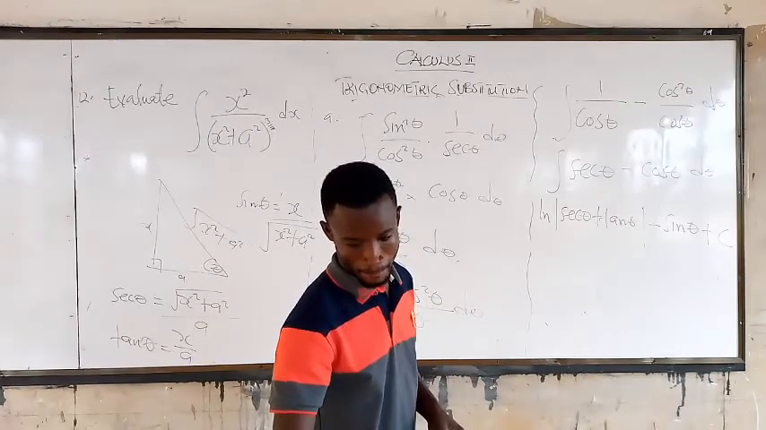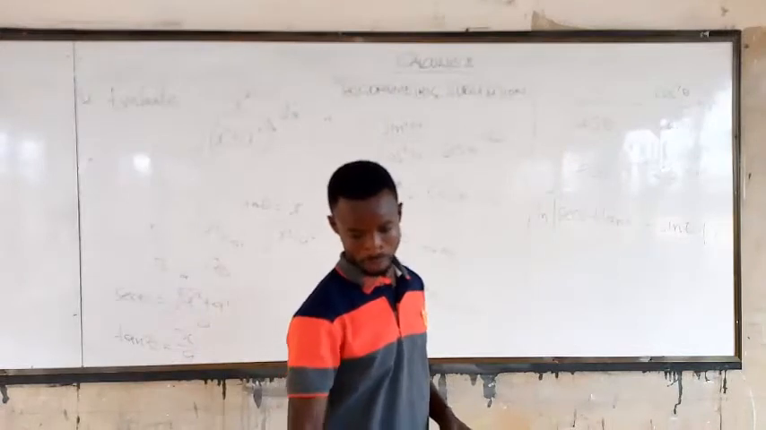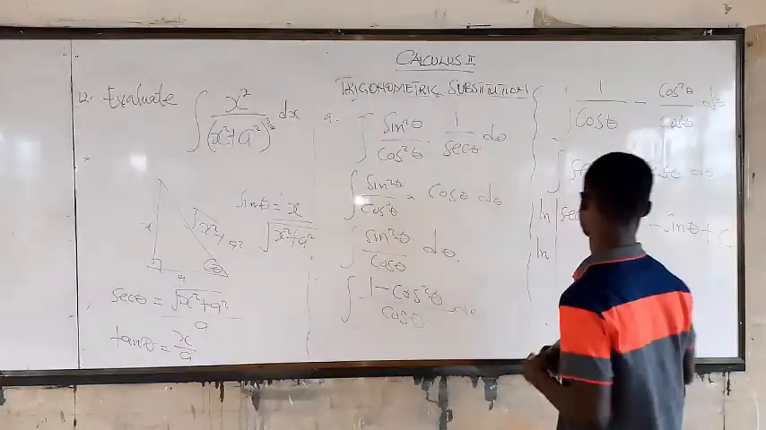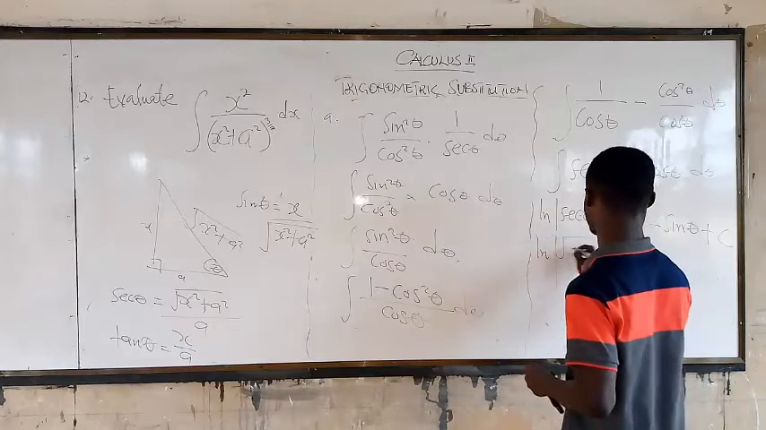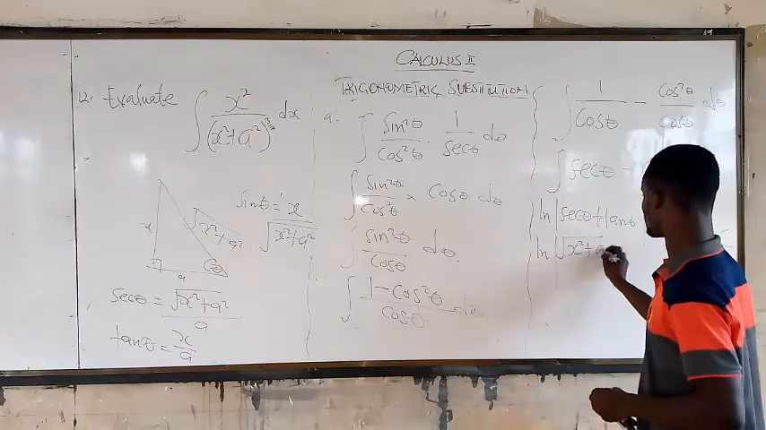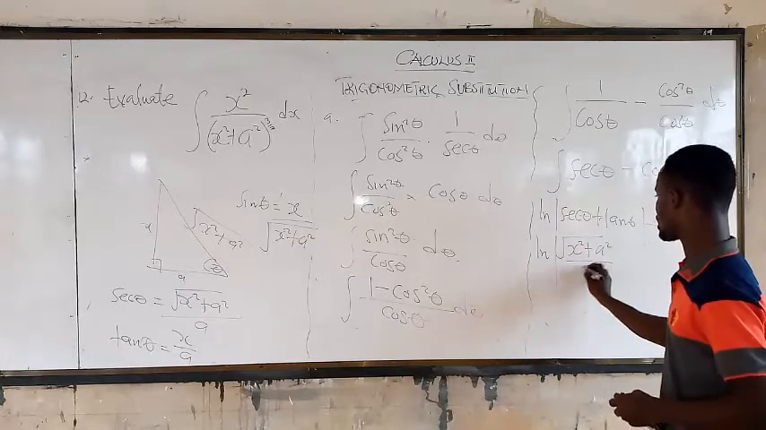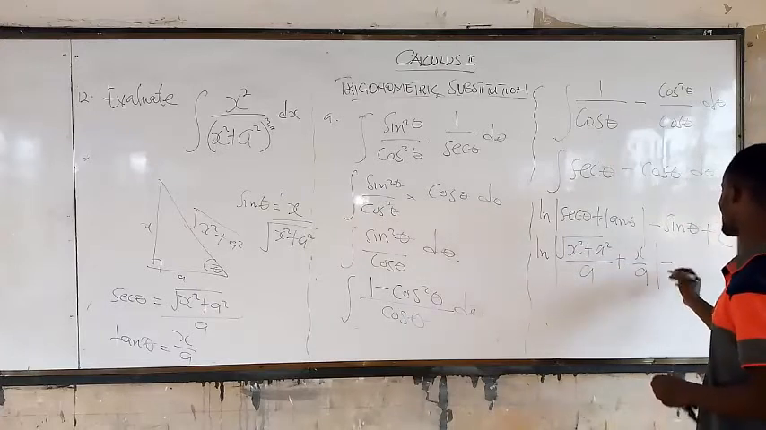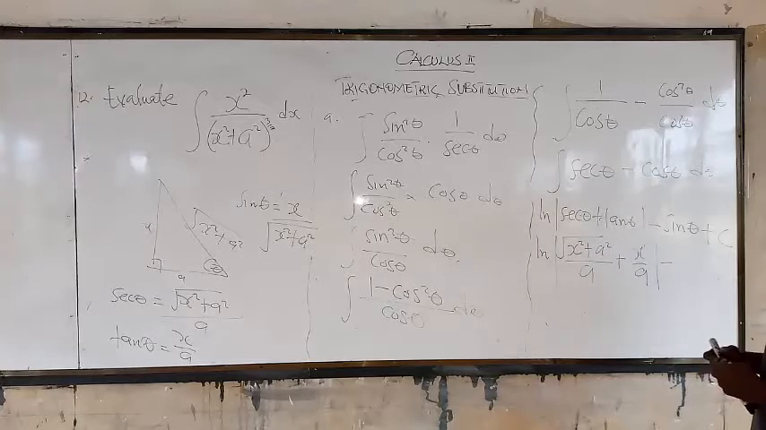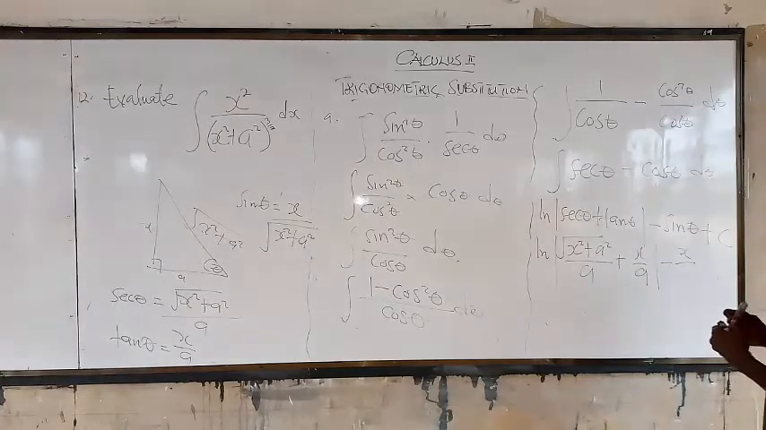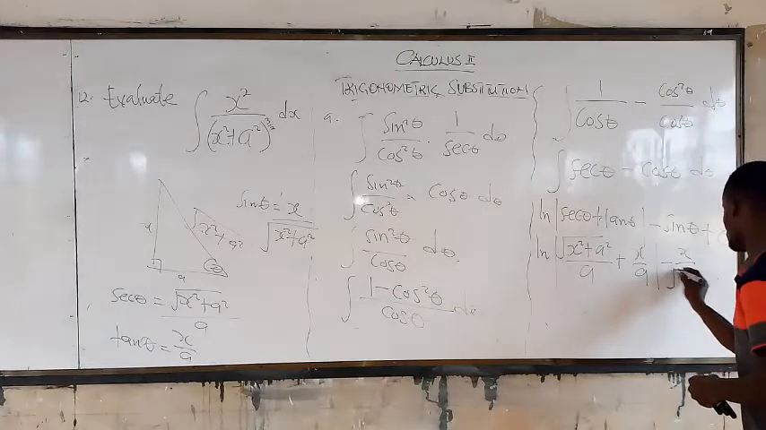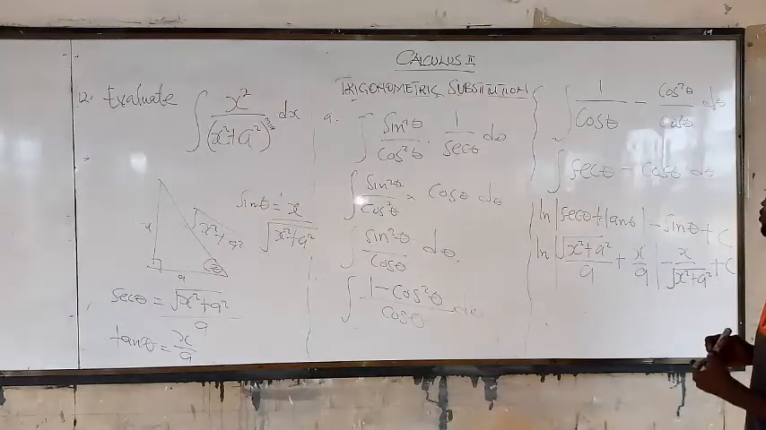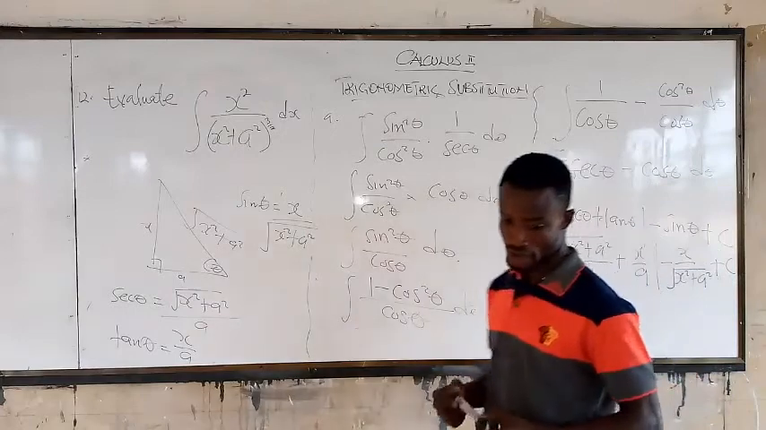So in all, by substitution, you are going to get ln sec theta, which is the square root of s squared plus a squared, all over a, plus tan theta, which is s over a, minus sin theta, which is s over the square root of s squared plus what? a squared, plus c. Very good.